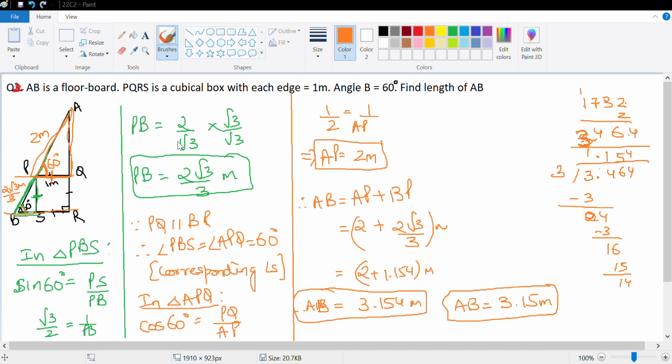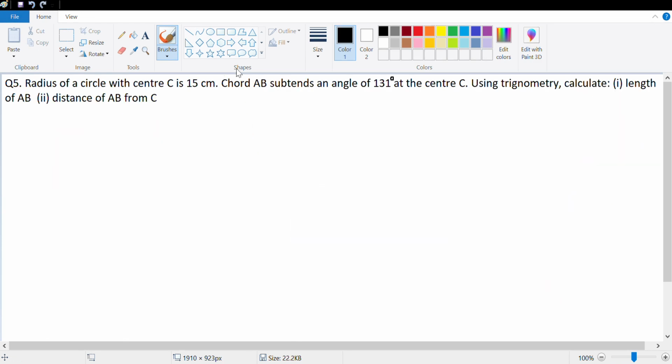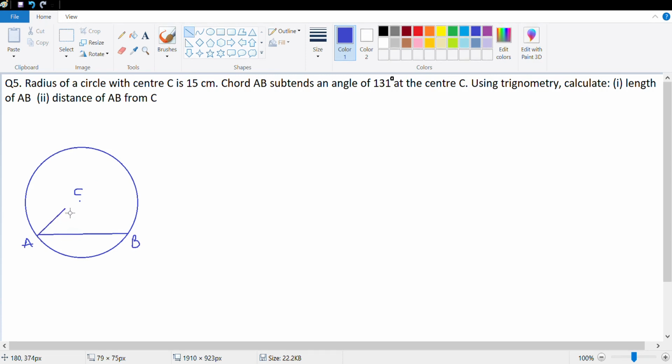The next question that we're doing is question number 5. Question number 5 says radius of a circle with center C is 15 centimeter. Okay, so let's just draw a rough diagram. So let this be the center C. Next, chord AB subtends an angle of 131 degree at the center. So if this is the chord AB, it subtends an angle of 131 degree at the center.